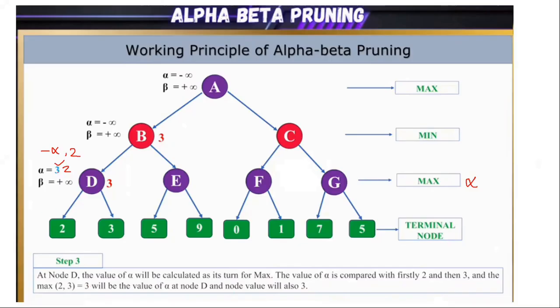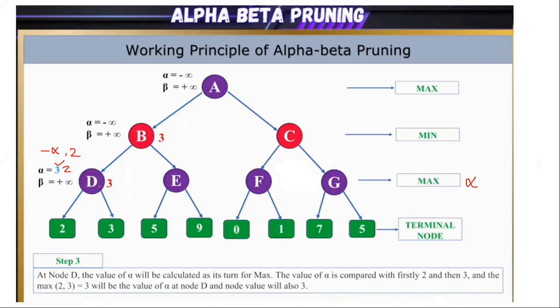Okay, so now I got alpha 3 and beta plus infinity. I told you there will be a condition we are checking on the alpha and beta values: if alpha is greater than or equal to beta, that particular node we prune. We do not want to visit it, I told. But now beta is positive infinity, so we can't compare. So now after this step number 3, alpha equal to 3, beta equal to plus infinity, node value is 3.